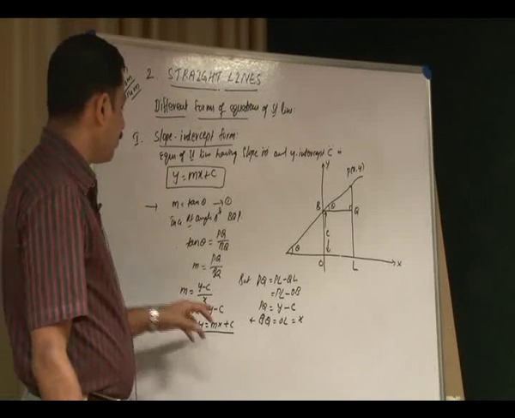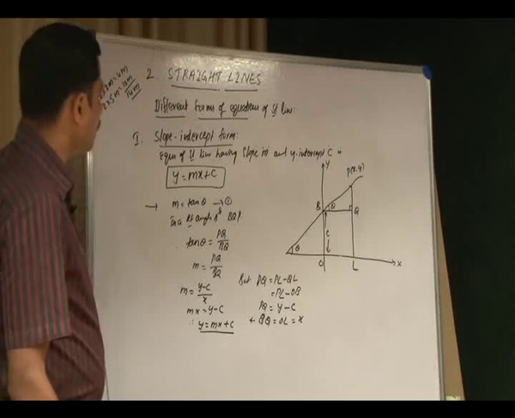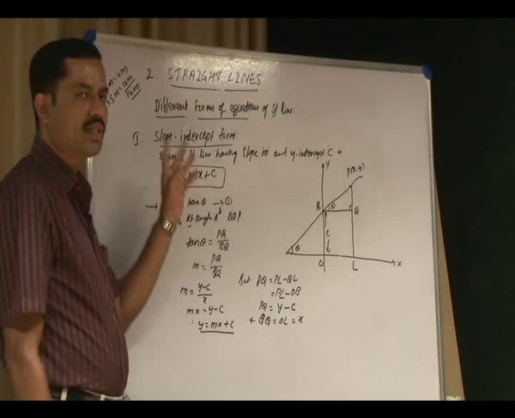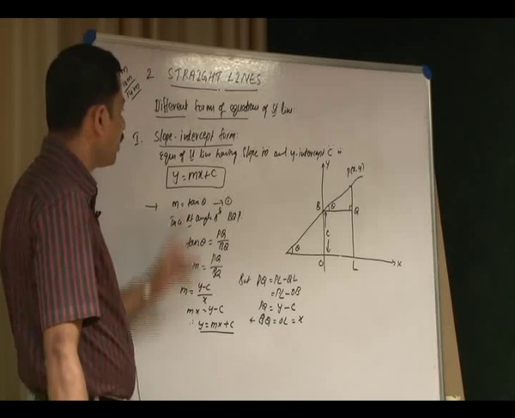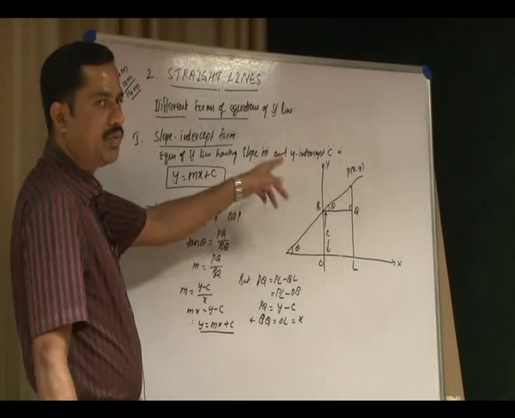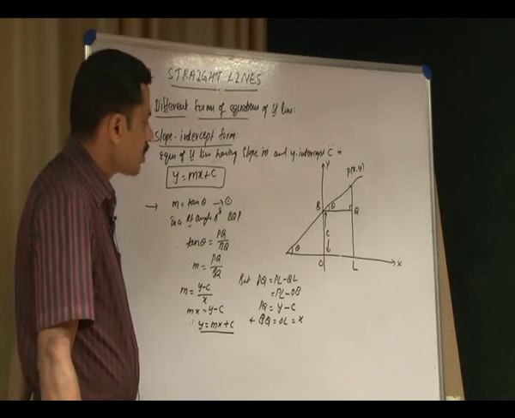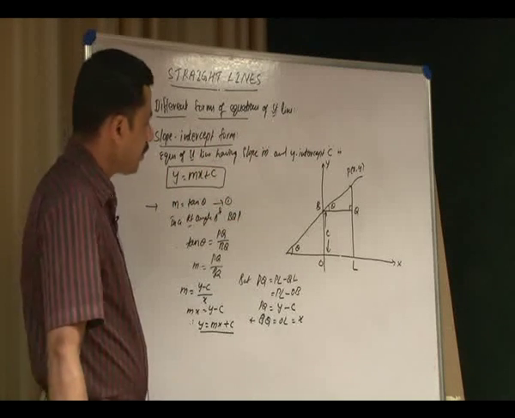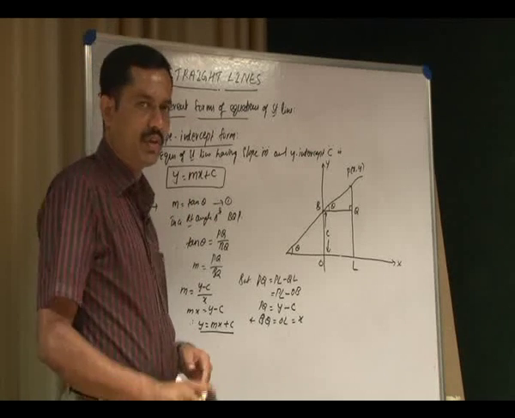In this, m is the slope of the straight line and c is called the y intercept. This equation is called the slope intercept form of a straight line. So, slope intercept form means the equation of a straight line having slope m and y intercept c is given by y is equal to mx plus c. You can derive that by using this figure. That is the proof of this equation, the first form.